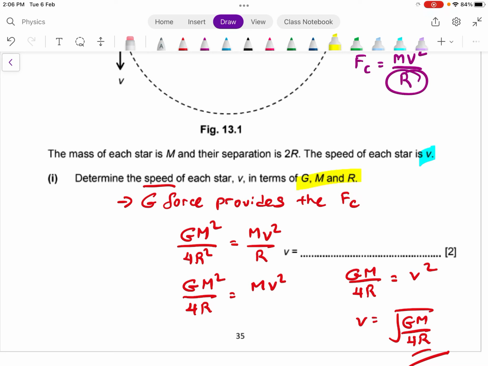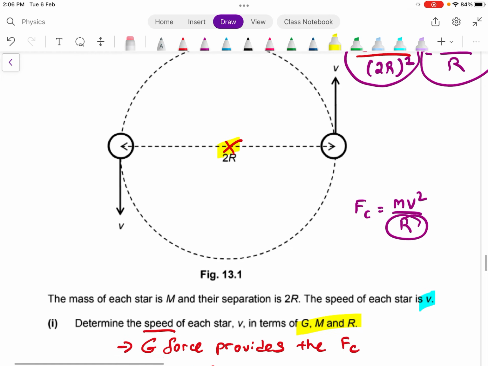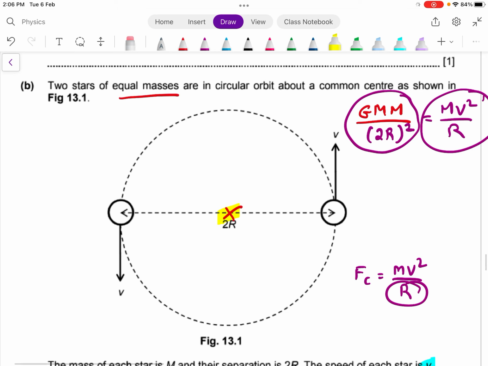Of course this is a showing question, meaning we need to provide some statements. The first statement is that the G force provides the centripetal force. Let's look at the system. The 2 stars exert a G force on one another. Take note that the 2 G forces are a Newton's third law pair, meaning they have the same magnitude and opposite direction.